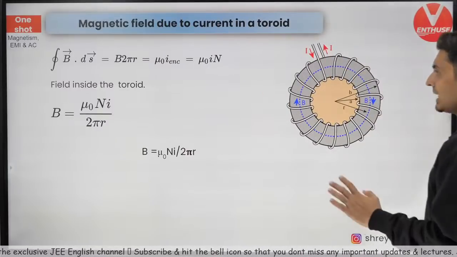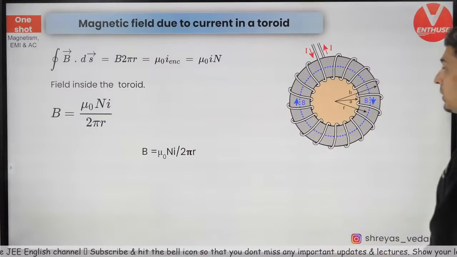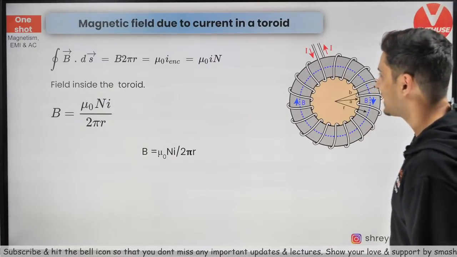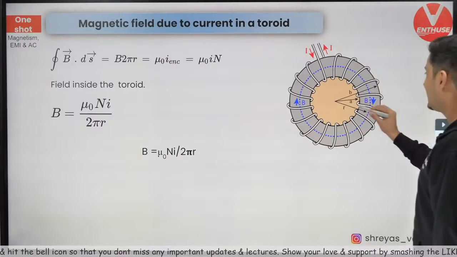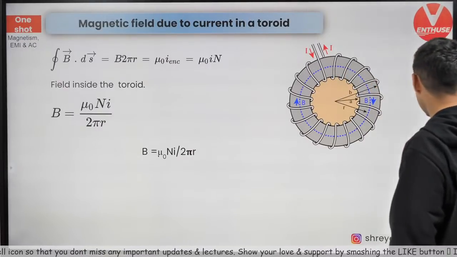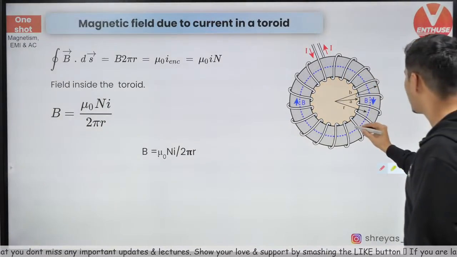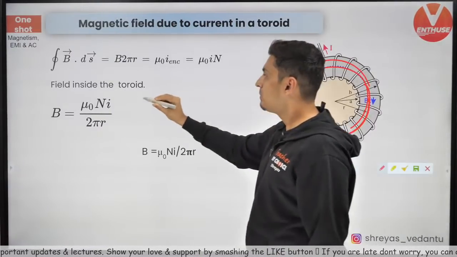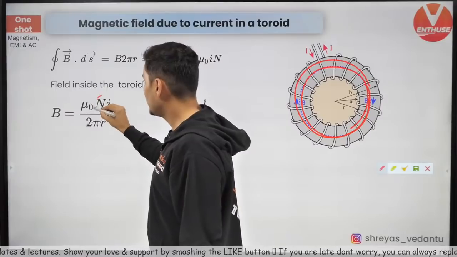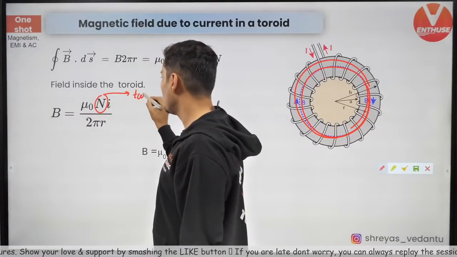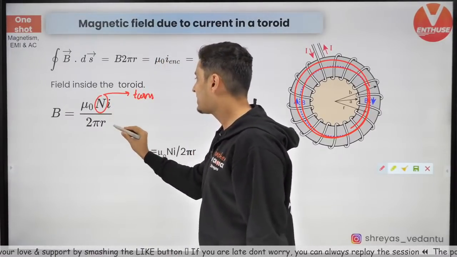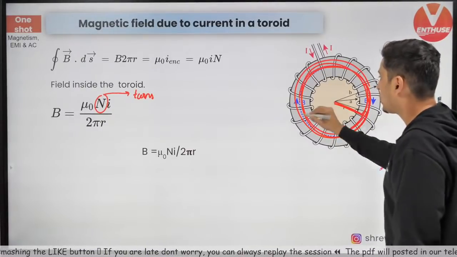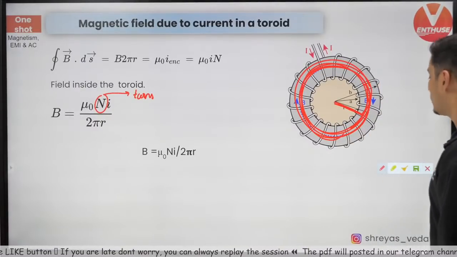Okay, cool. Next thing, if you have a toroid, then, I don't know why the formula has come multiple times, but it's okay. So the field inside this toroid, when I say inside, I mean just here. The field inside this toroid is given by mu naught N i by 2 pi r, but this N is just the number of turns. What is this r? This r is the average radius of the toroid.